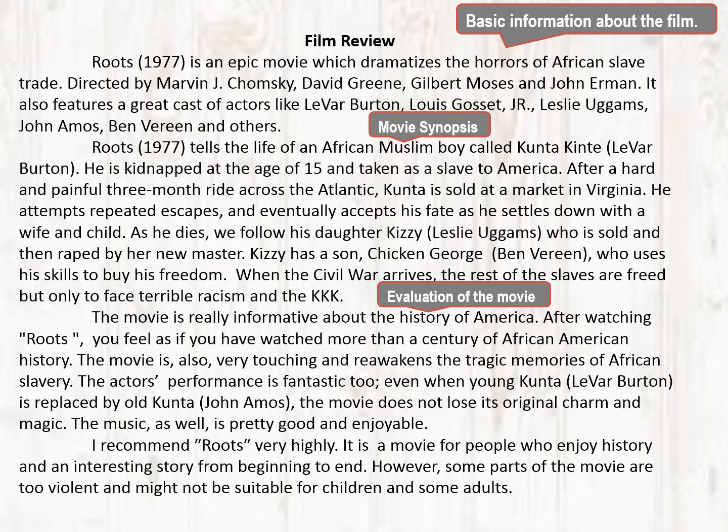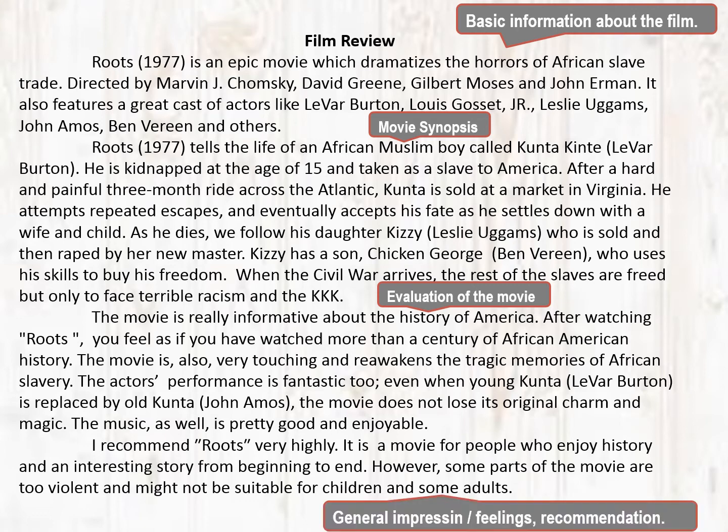What do we have here? Yes, so here we have a general impression about the movie or feelings, and also the writer recommends the movie. He or she says, I recommend Roots very highly. They recommend that we watch the movie.